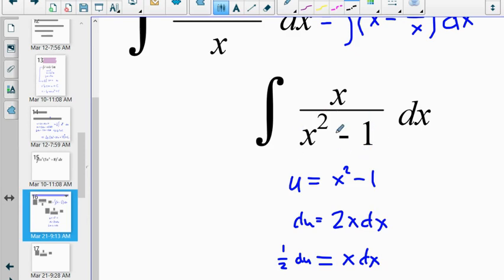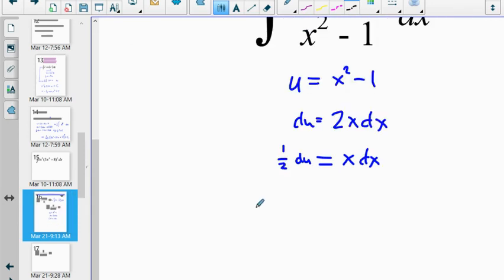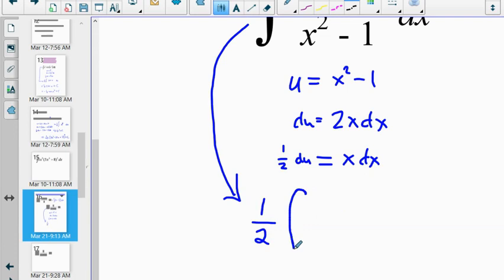Replace the x squared minus 1 with a u in the denominator. I've got x dx. I can replace that with a 1/2 du. Let's go ahead and do that. This is going to lead us to, you've seen this 3 times already. Let's throw that 1/2 on the outside. I've got 1 over u after I do that substitution. And then where to put that du? You can put it on the top.